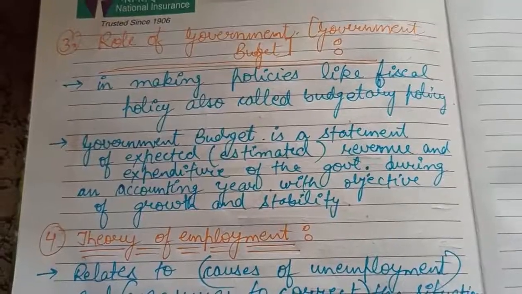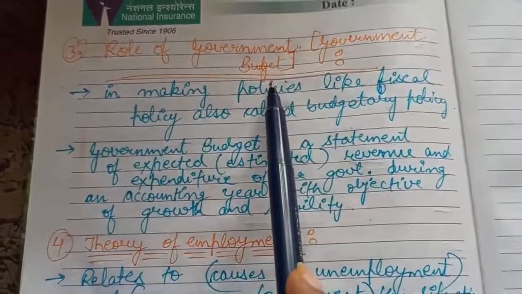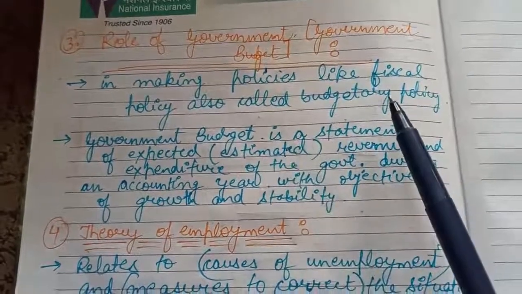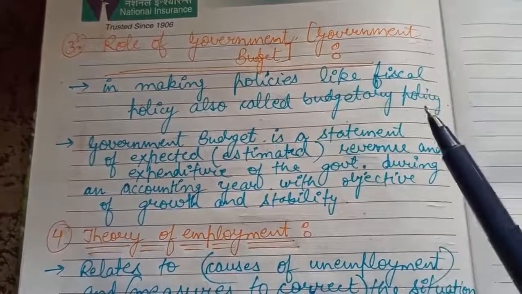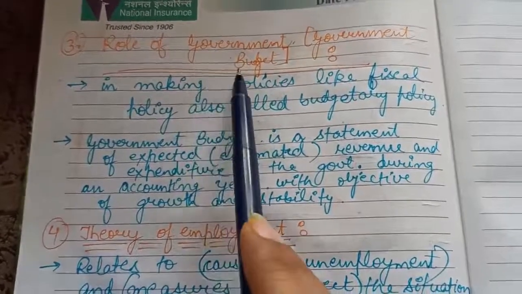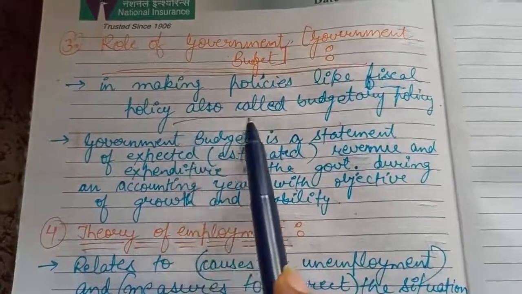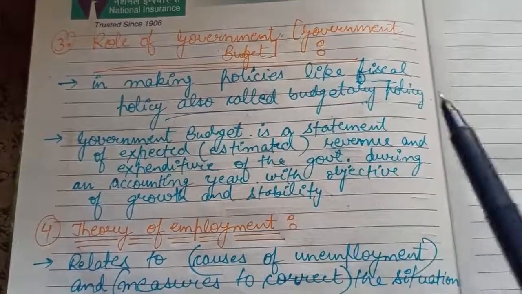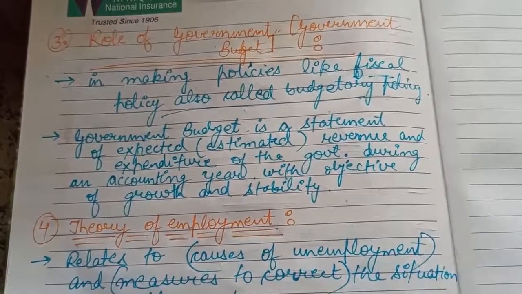The next point under the scope of macroeconomics is the role of government or the government budget. As we know, the government plays a major role in an economy, as we are living in a democratic country. The government helps in making policies like fiscal policy, also called budgetary policy. Now what is that? You must have heard that in February the finance minister of the country, Srimati Nirmala Sitharaman, presented the government budget, right?